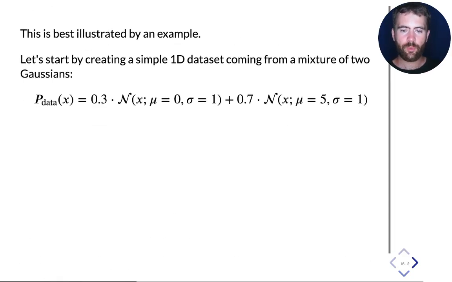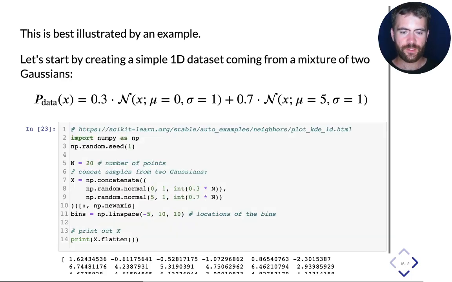Let's look at a simple example in one dimension. I'll generate a data set that is coming from the following distribution, which is a mixture of two Gaussians. I have one Gaussian distribution here with mean 0 and variance 1, and here I have another distribution with mean 5 and variance 1. The second one has 70% weight, the first one has 30% weight. This is simply a well-defined mixture of Gaussians, and I can generate points from it.